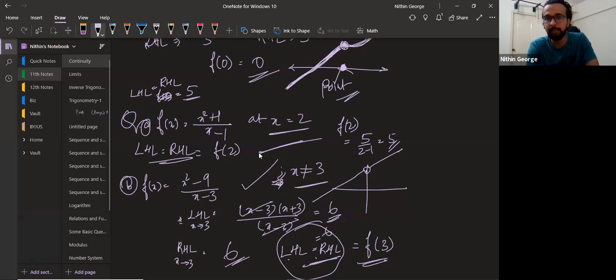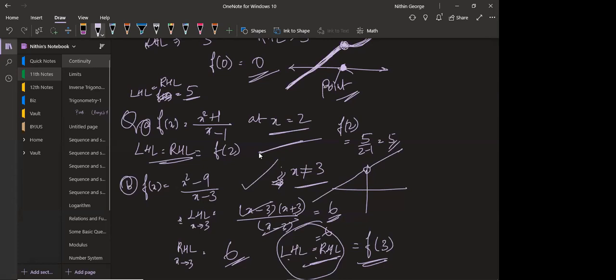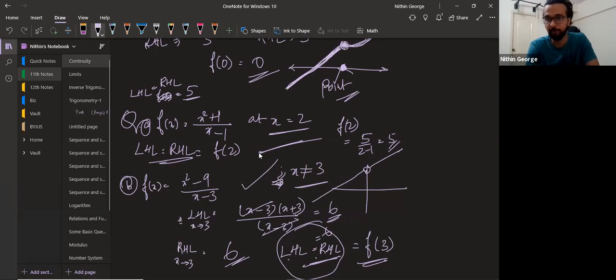At x equal to 3, this won't be defined. Numerator becomes 0, denominator becomes 0. The function won't be defined, but the limit will be defined. Okay, please understand the difference now.